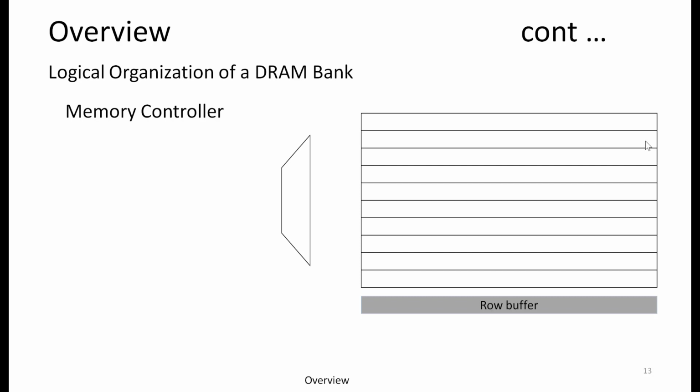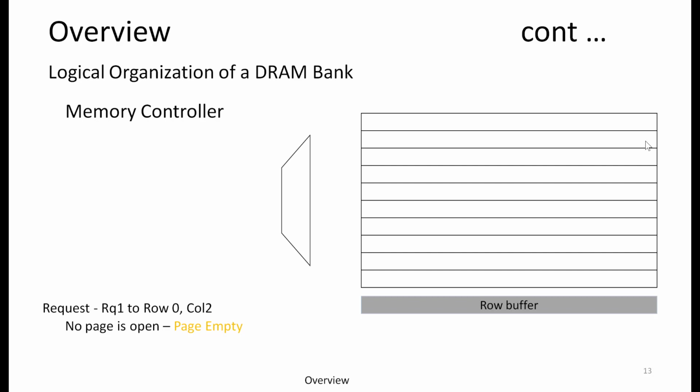Now let's say we are sitting at the memory controller and we received a request 1 to row 0 and column 2. The memory controller will look at the bank and sees that the row buffer is empty. There is no page that is open in the row buffer. So we call it page empty.